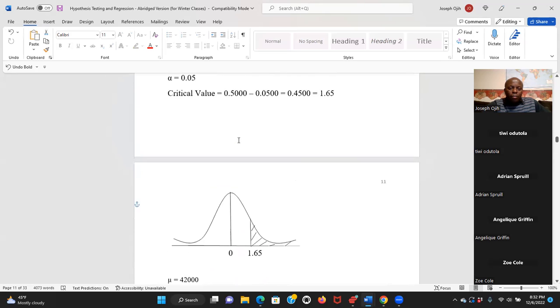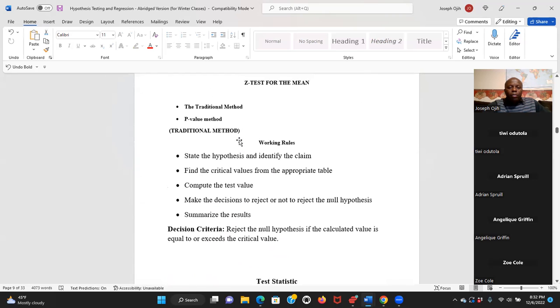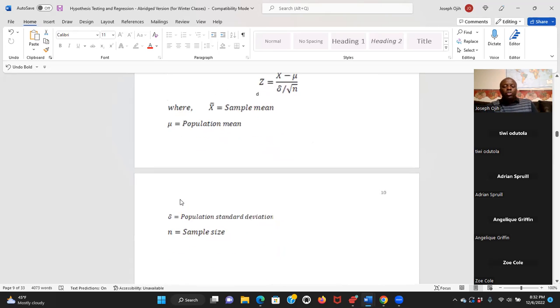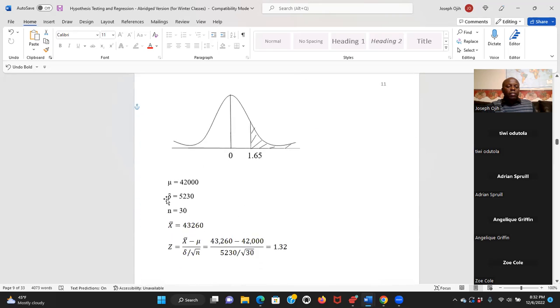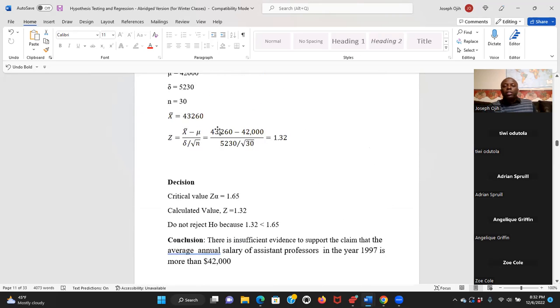Okay, so there's no question. Again, this is the traditional method whereby we state the hypothesis and identify the claim, find a critical value, compute the test value, make our decision, and summarize our results. There's insufficient evidence to support the claim that assistant professors made more than 42,000 in 1997. This is the traditional method.